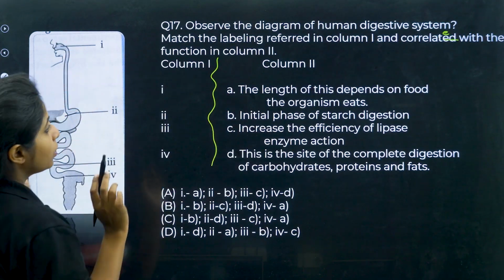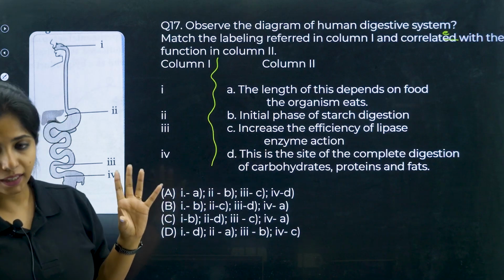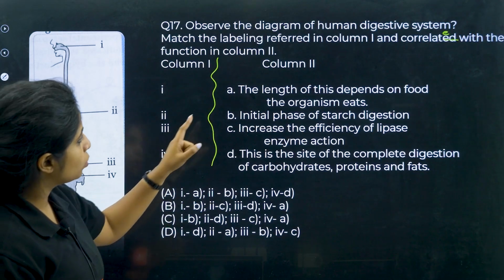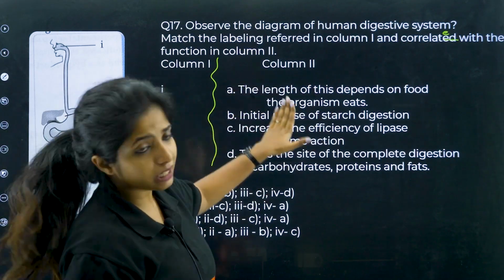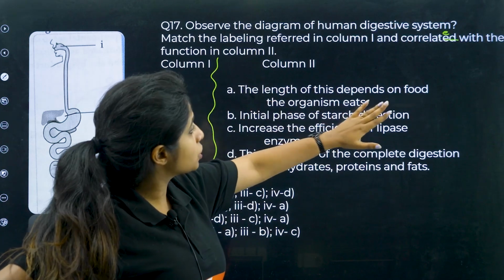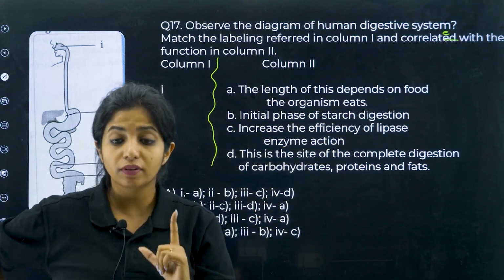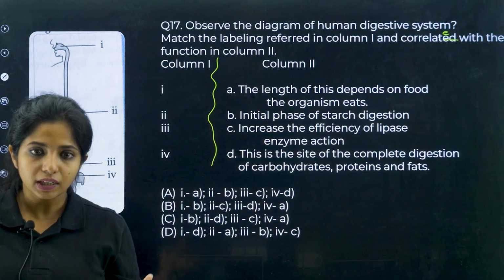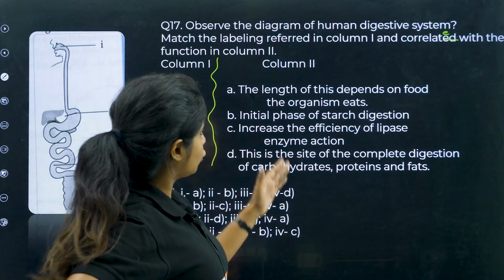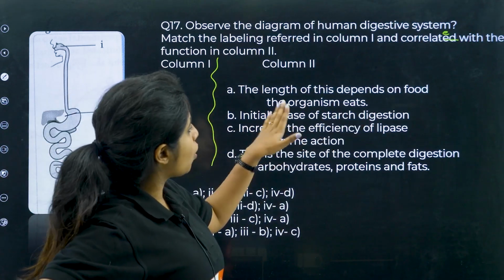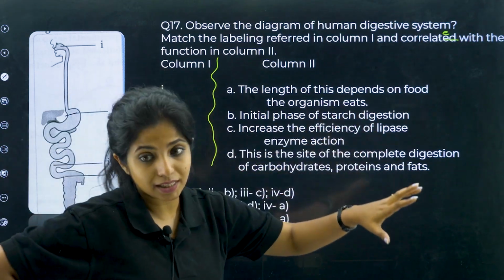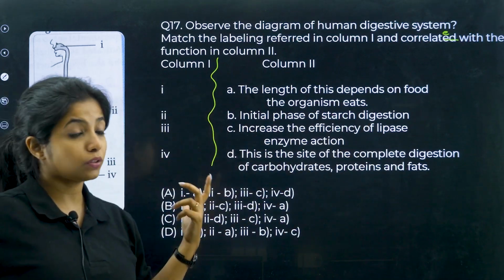So A, as what I understand, is mouth. And in mouth, what can happen, children? Let's see. First let's read the options. We can do one more thing while solving the question paper in real time in your exam: look at the options. The length of this depends on the food that the organism eats.